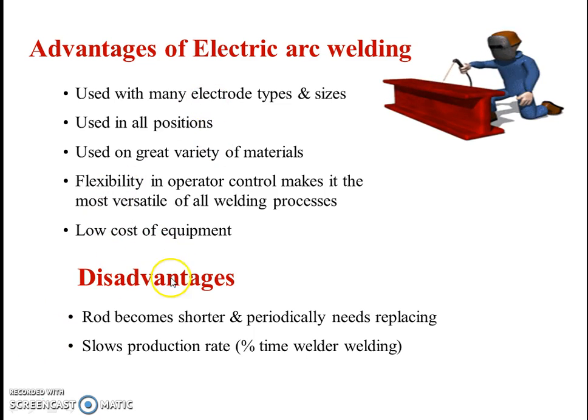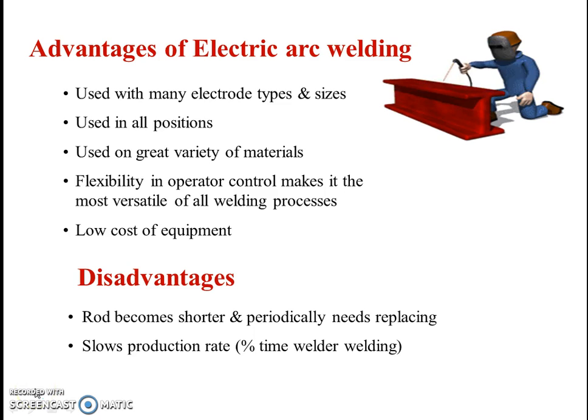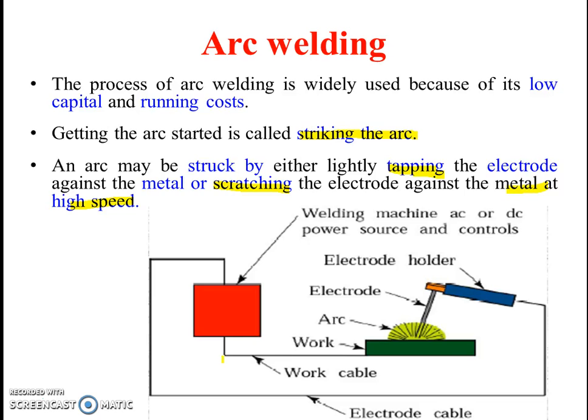Coming back to the disadvantages, the rod becomes shorter and periodically we have to change the electrode rod, because the rod melts. In the case of a consumable electrode, we have to change it periodically, and the production rate is low compared to other melting processes. So this is the basic idea of the arc welding process.